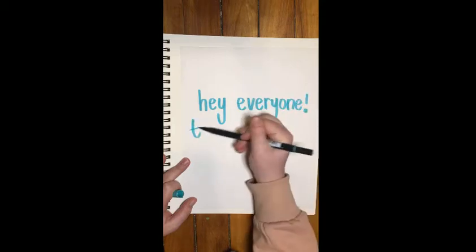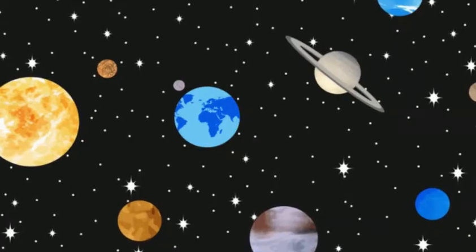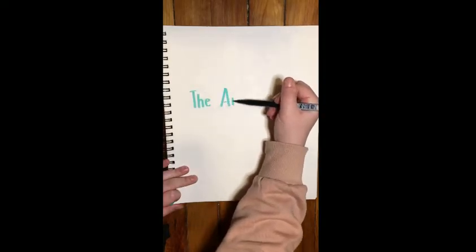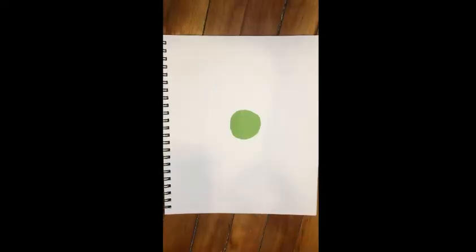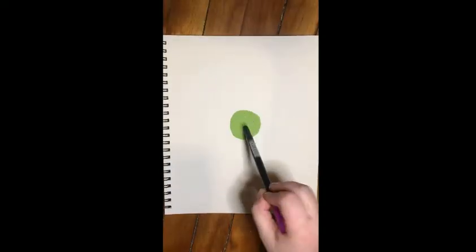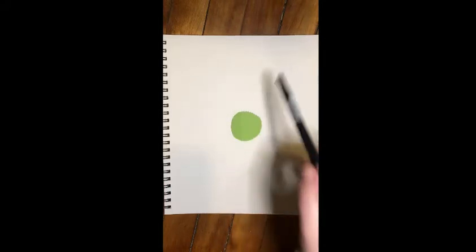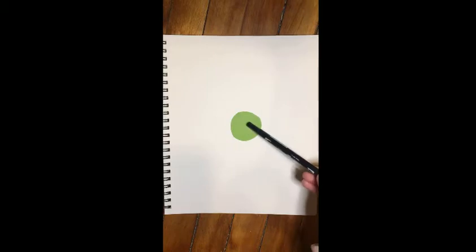Hey everyone, today we are going to talk about space. And I already know what you're thinking. I'm not talking about this space. We are talking about the art element of space. Space refers to the area within, around, above, and below an object, objects, or in our case, a shape.